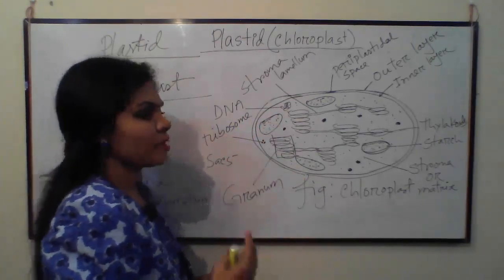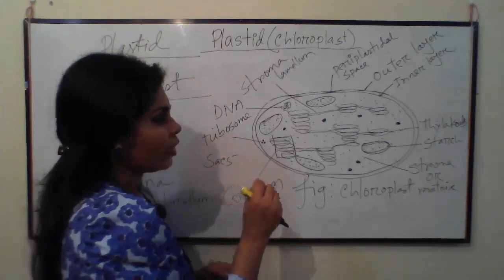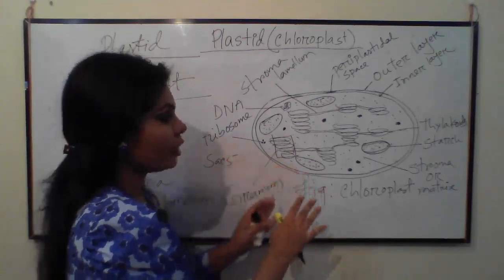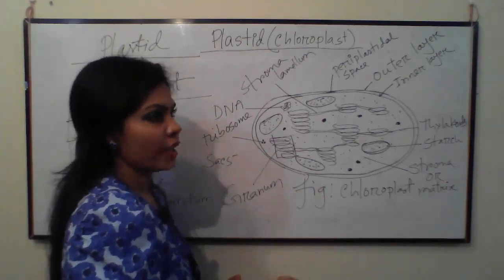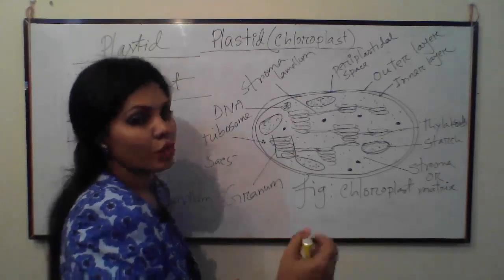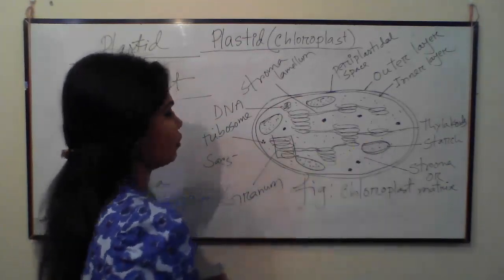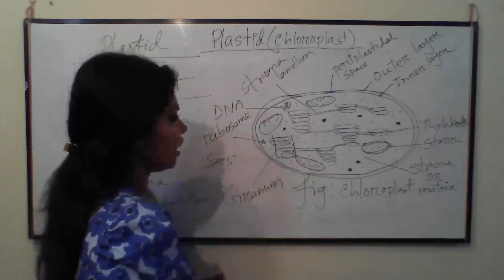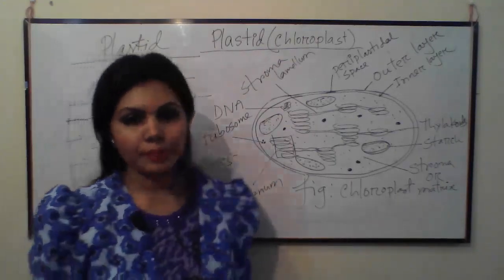Chloroplast contains a very low percentage of carbohydrates. The carbohydrates found in chloroplast are starch and some sugar phosphates. It also contains ribosomes and DNA. So this is the structure of the chloroplast.